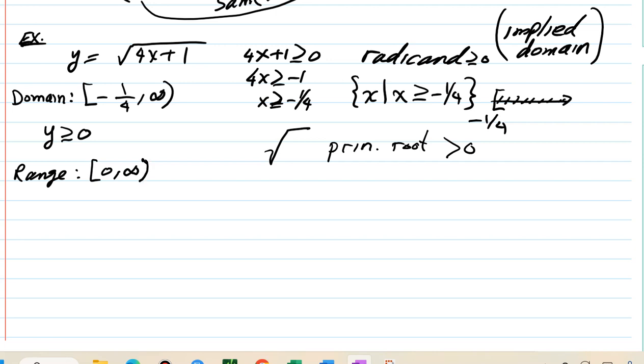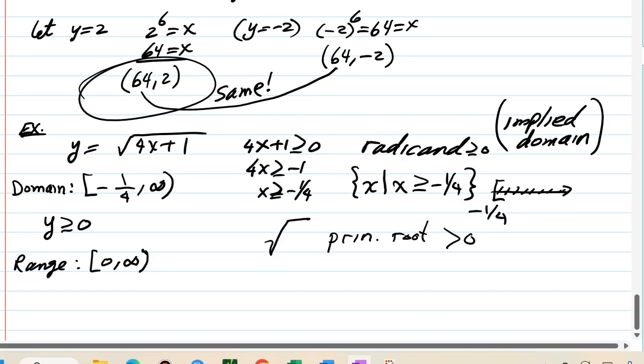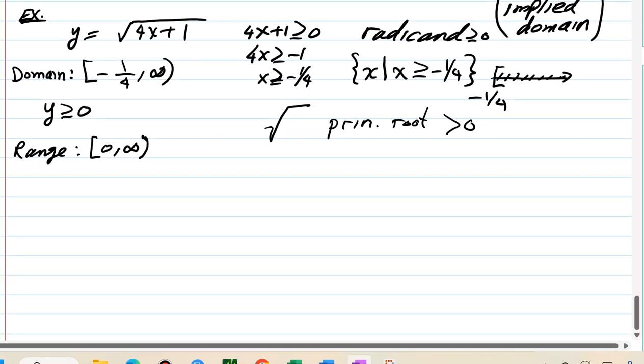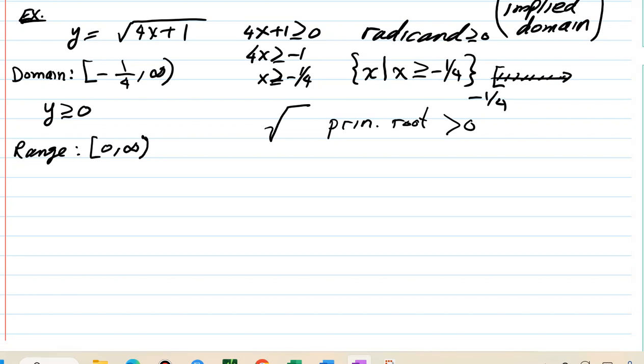All right, now, question: is this a function? We have the domain and range of the relation. Now let's see if this is a function. Remember, to be a function, we are not allowed to have the same x with two different y values, and you can see by inspection that it is impossible for the same x to get two different y values. The only way I could get two different y values is if there was a plus or minus in front. You see that? And it's not, it's just positive. So the square root of 4x plus 1 is a function.